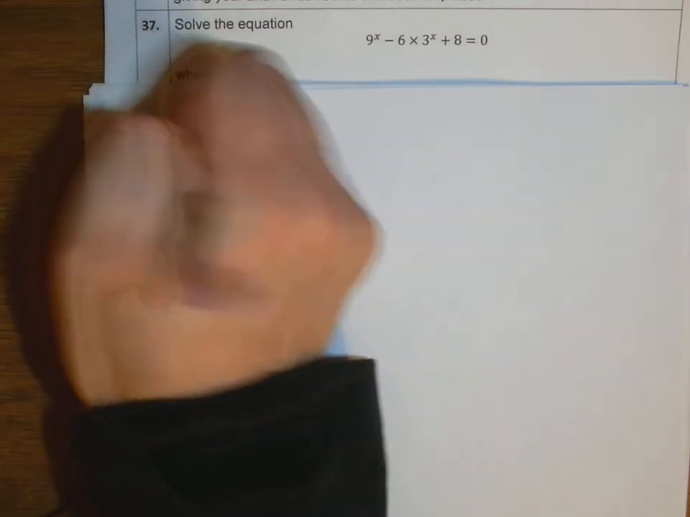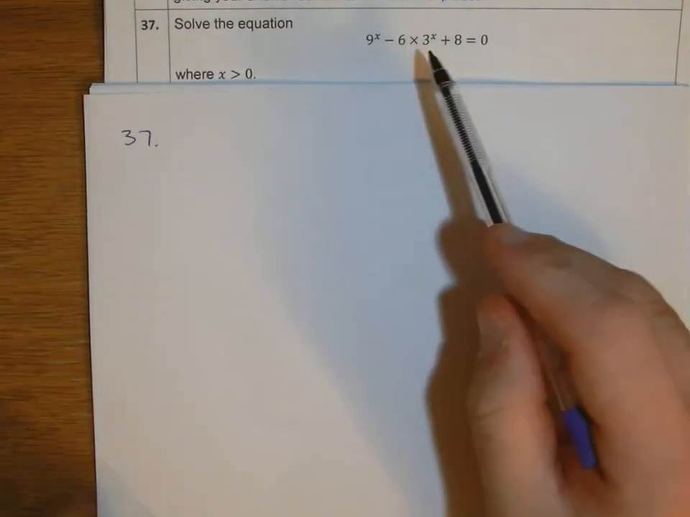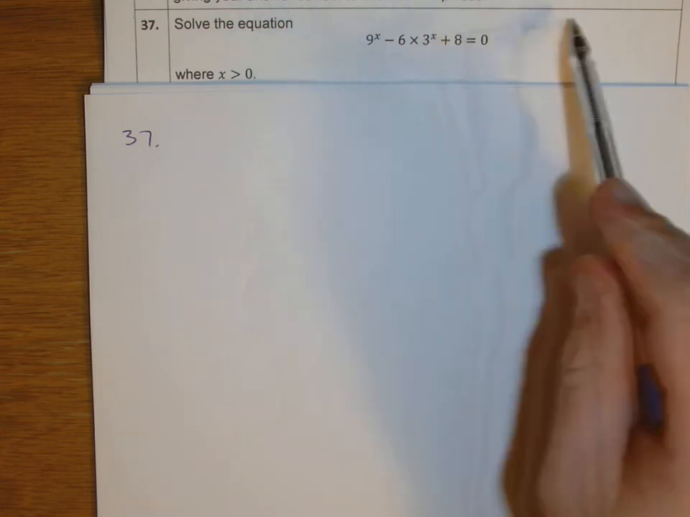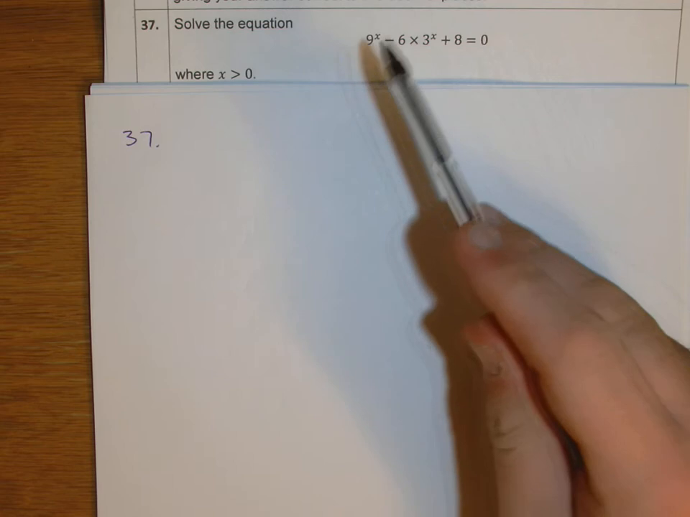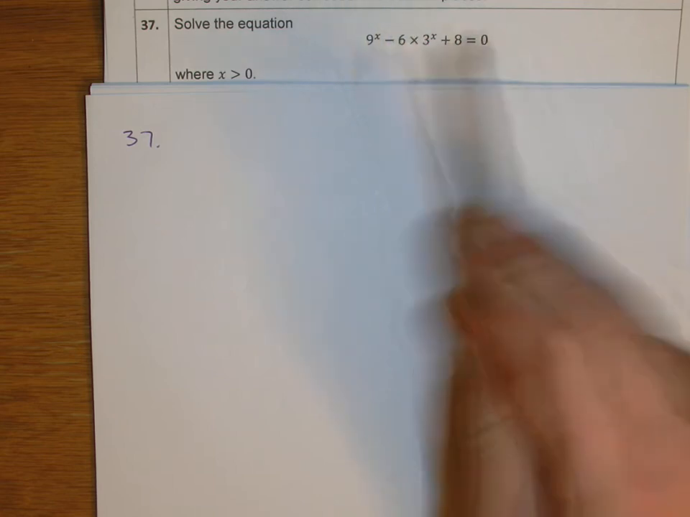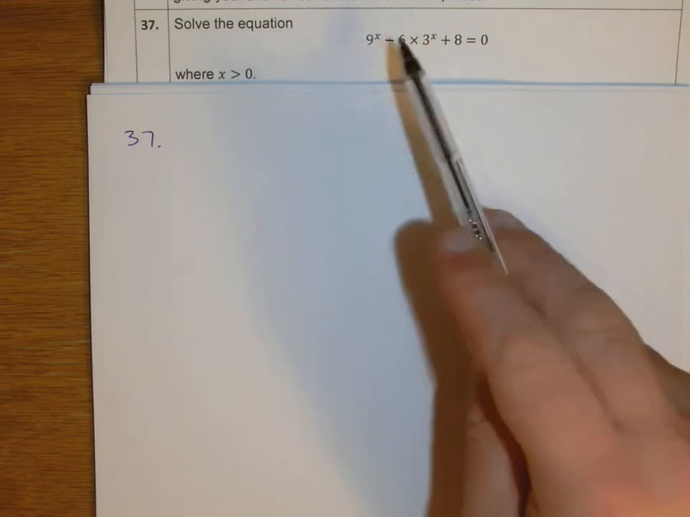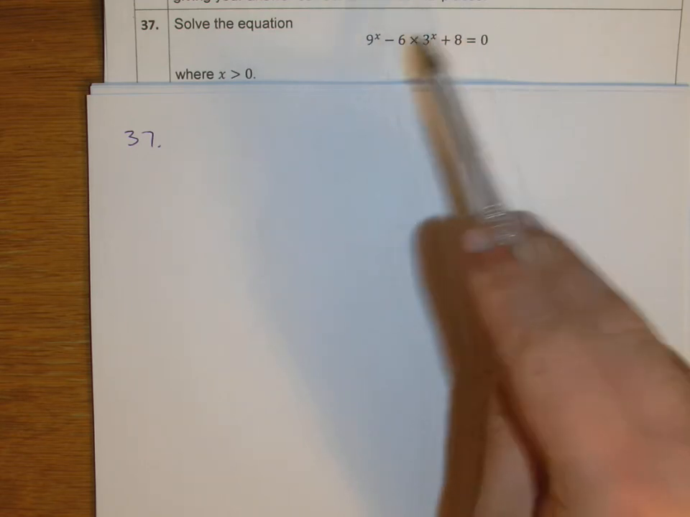Right, question 37. Now, this looks slightly different to the previous one. It's not as if we've got something to the power x on one side and then something on the other side, where you would then take logs of both sides. Something completely different here. What I want you to notice is, if you look at it, it almost feels like a quadratic sort of setup.